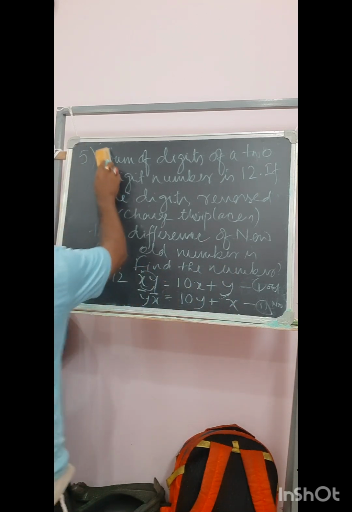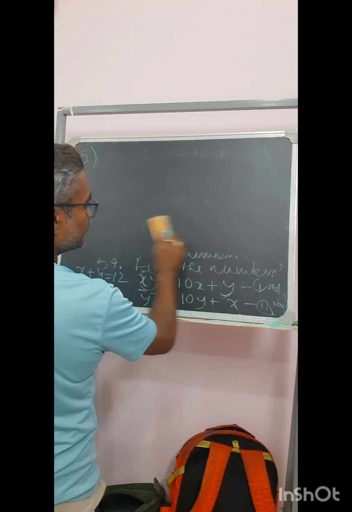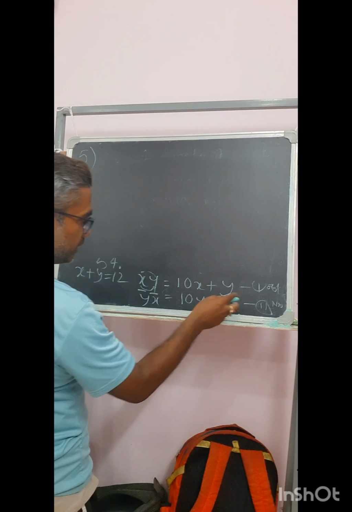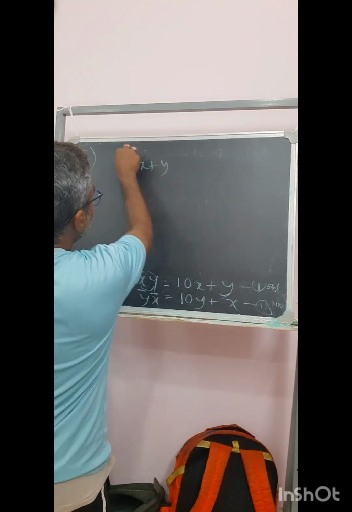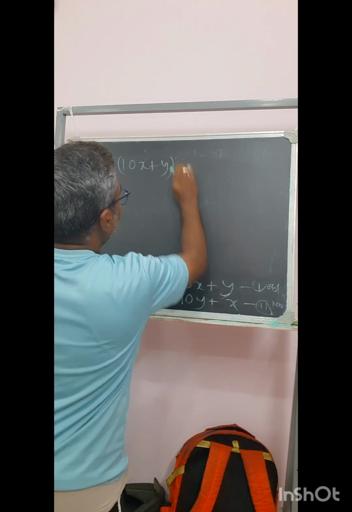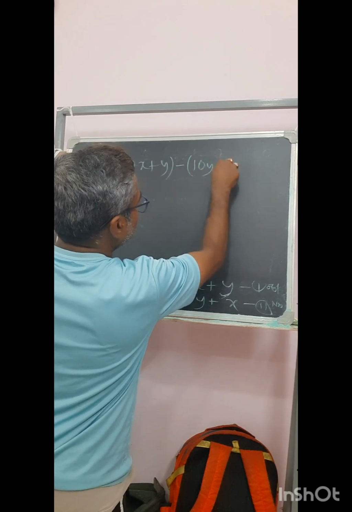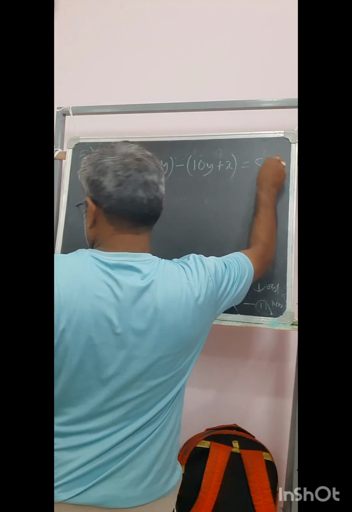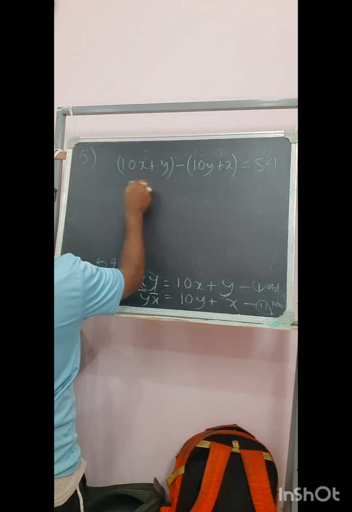So the second equation is by deducting either of these two. I'm just deducting 10x plus y minus the other, you can do either, and you will get the answer giving you 54, isn't it? Yes, the difference is, now what is that?